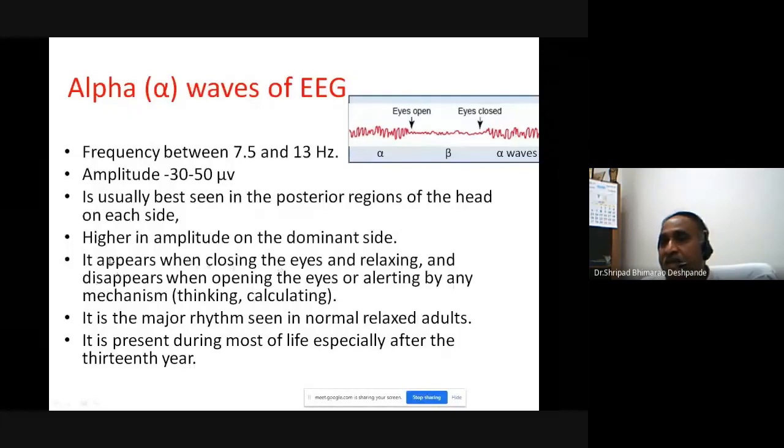It appears when closing the eyes and relaxing, and disappears when the eyes are opened, or you are doing any thinking or calculations. I have already mentioned about it. It's a major rhythm in normal relaxed adults. It is present in most of our life, especially after 13 years. Before 13 years, there are still a lot of things happening, and you may have the alpha rhythm and some other rhythm as well, but after the adolescent and adult period, this exists and this remains.